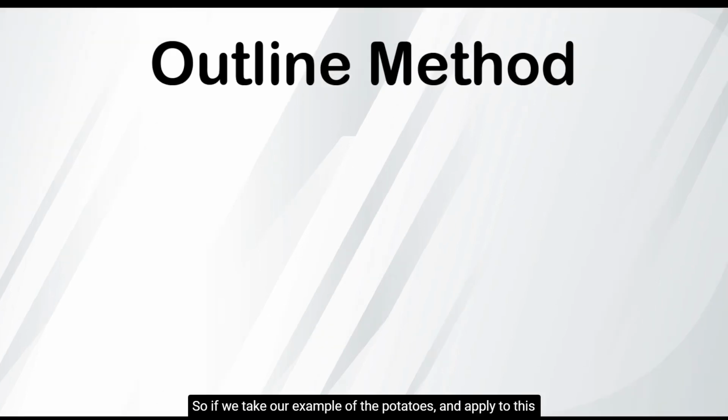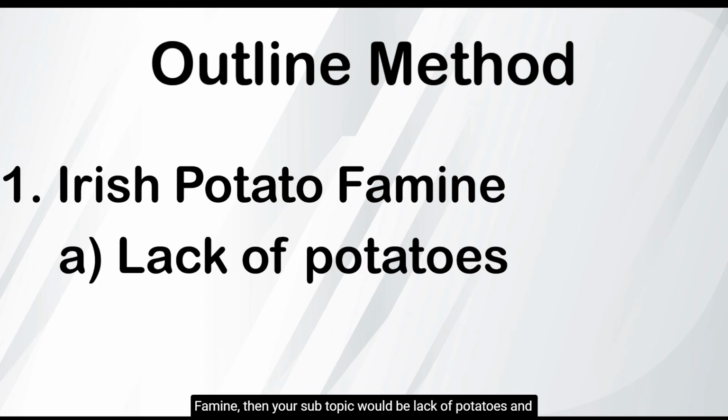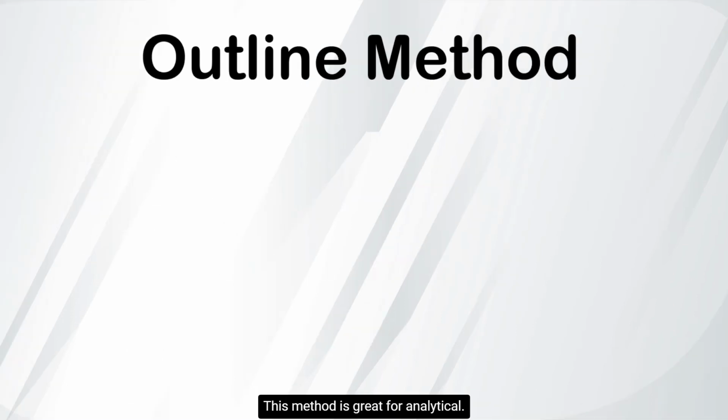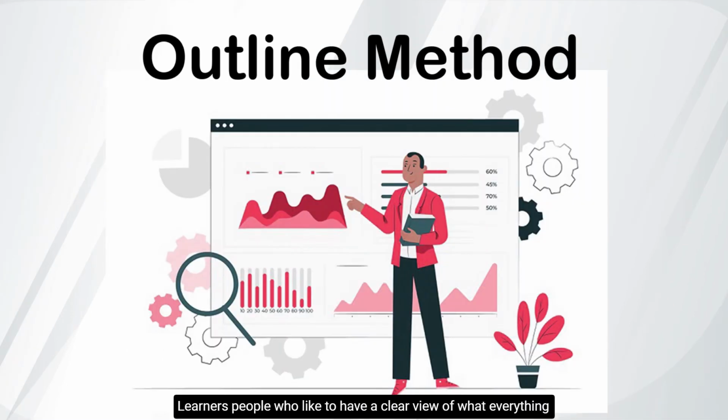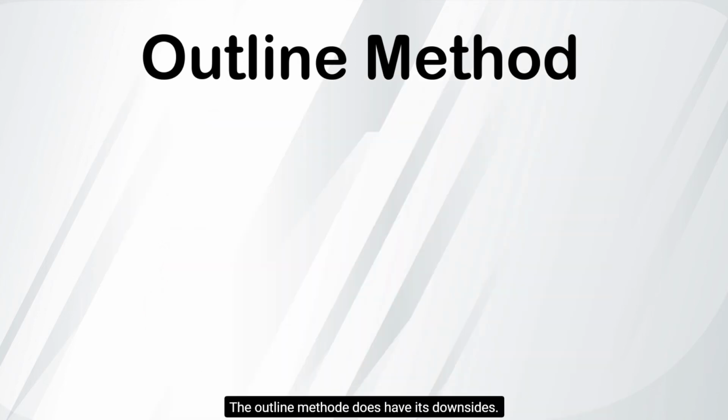So if we take our example of the potatoes and apply it to this method once more, you'd have the main topic be the Irish potato famine. Then your subtopic would be lack of potatoes, and then one of your details could be the disease that wiped out the potatoes. This method is great for analytical learners, people who like to have a clear view of what everything is related to. The outline method does have its downsides.